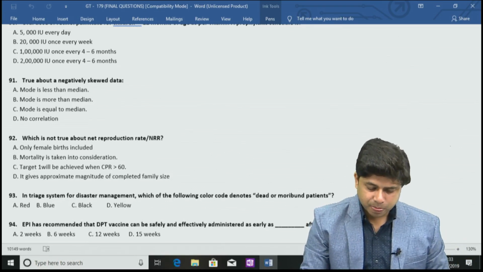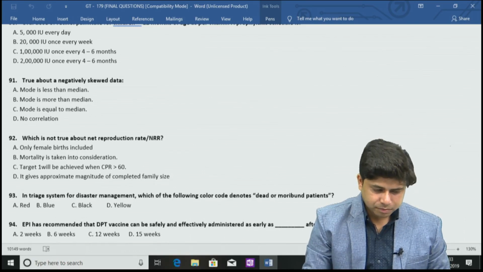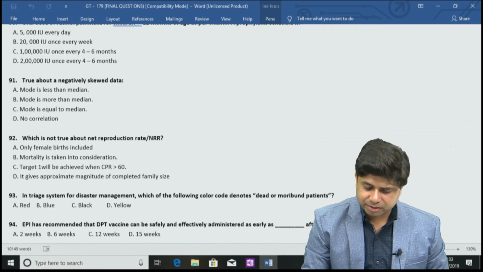Answer is D. Next question is question number 93. In triage system for disaster management, which of the following color codes denotes a dead or moribund patient?